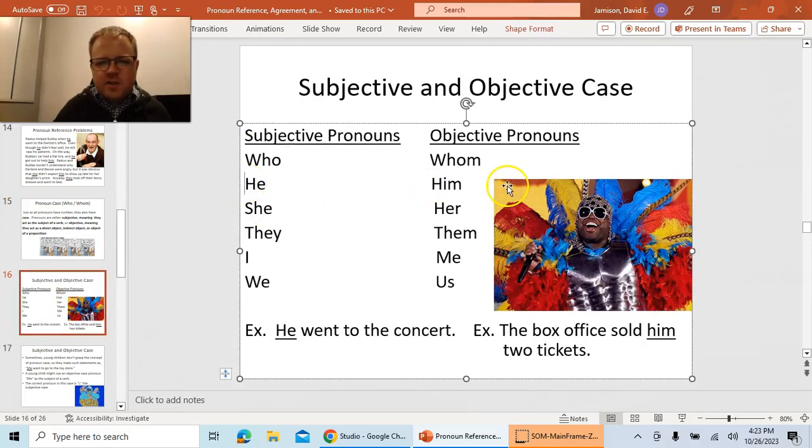Yeah, he gave the ball to him. She danced with her. They brought mail to them. That kind of thing. You won't mess this up most of the time, but the one that you will mess up probably is this one up here. You probably just use who for both of these, but there's a word called whom that will occasionally pop up and works as an objective pronoun.